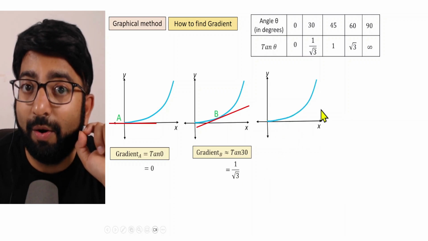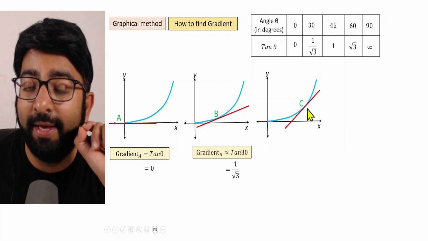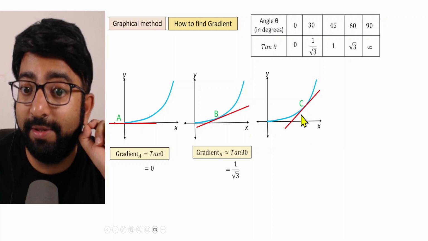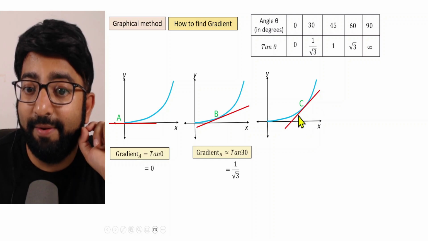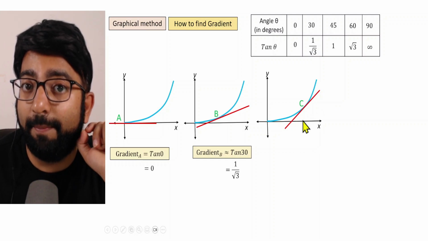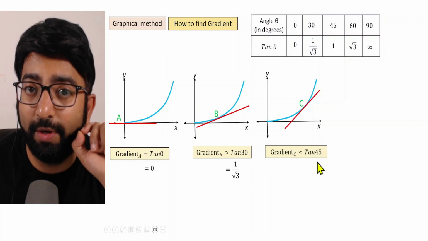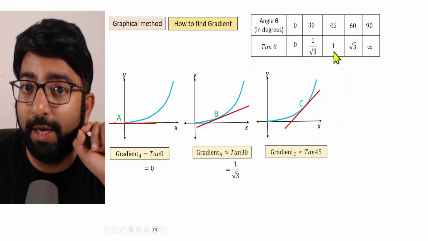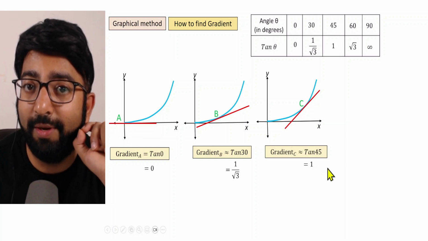Likewise, if you have to figure out the gradient of the graph at a point C, same steps. Step number one, let's draw the tangent at the point C. Step number two, can we identify the angle which the tangent makes with the x-axis? We can observe that this angle is approximately 45 degrees. So the gradient at the point C will be tan 45, and tan 45 from this table is 1. Hence, the gradient of the graph at the point C will be equal to 1.